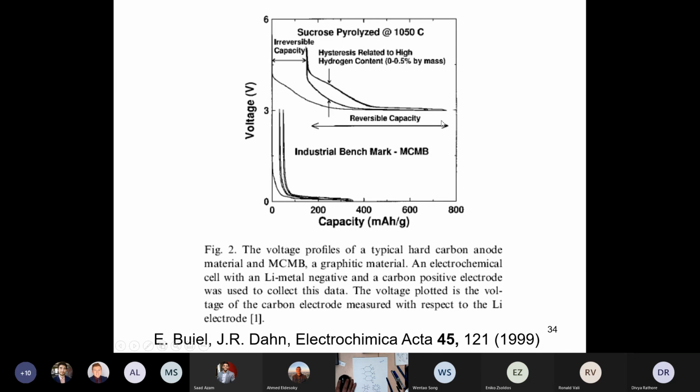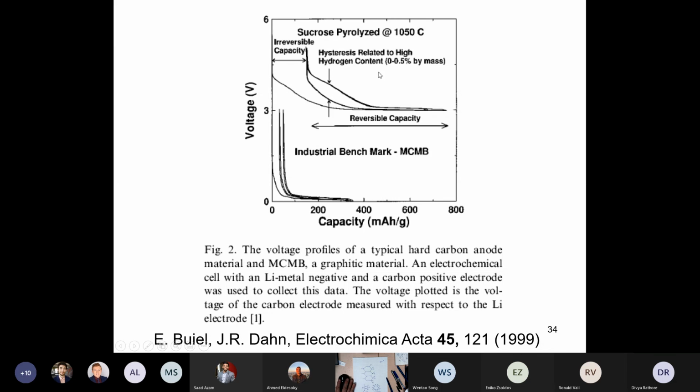You've got this much larger reversible capacity. You've got bigger irreversible capacity, and you've got some tiny amount of this hump around 1 volt. This is shifted up by 3 volts for clarity here. And this is just from a little bit of hydrogen still remaining in the material. If you heat it higher, these two curves close together.